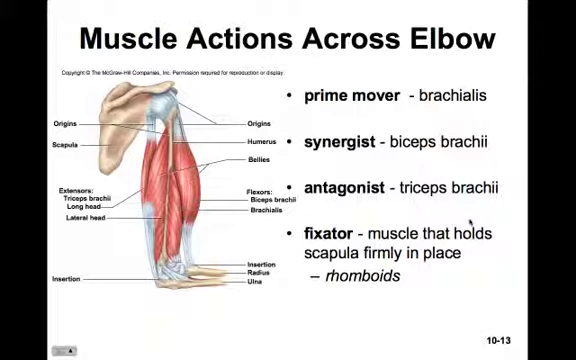Here's an example when we look at the muscle actions across the elbow. The prime mover, in this case, is the brachialis because it provides more force. The synergist would be the biceps brachii because it's helping in that same action. The antagonist would be the triceps brachii, and then the fixator, we'd see the rhomboids holding the scapula in place.